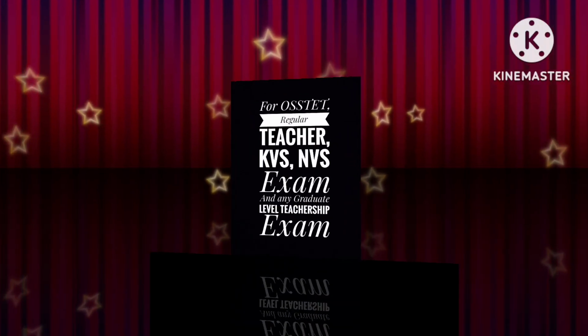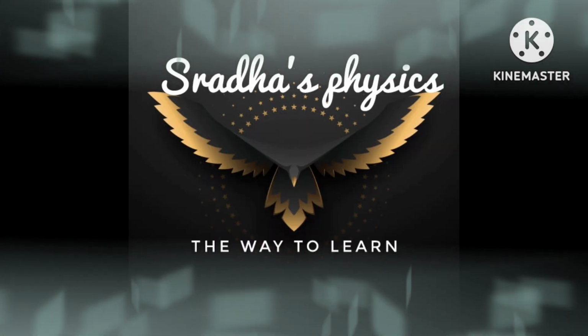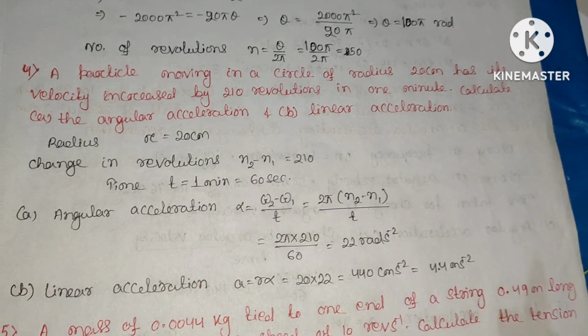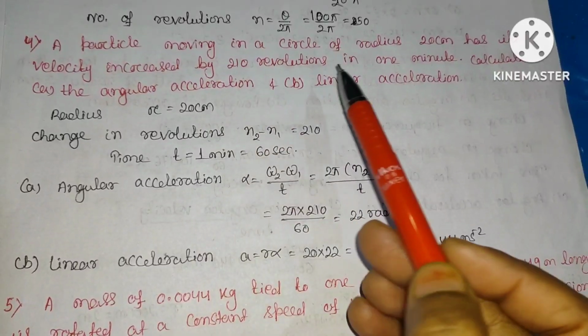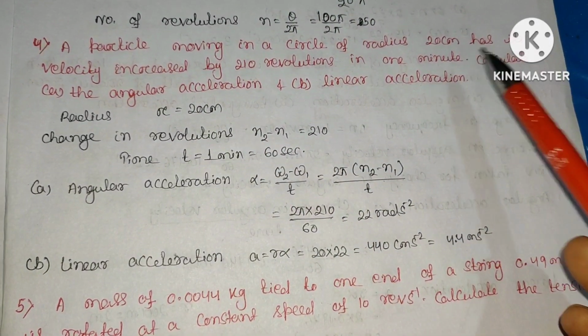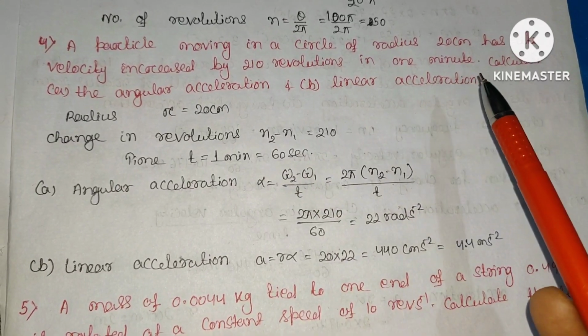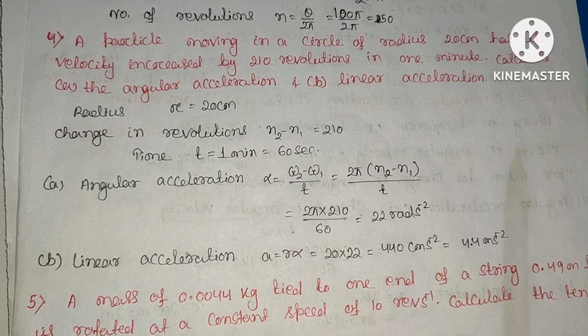This video is specially for the aspirants who are preparing for OSSTD, KVS, NVS, regular teacher or any graduate level teacher exam. Today we will solve some more questions on circular motion. A particle moving in a circle of radius 20 cm has its velocity increased by 200 revolutions in 1 minute. So calculate the angular acceleration and linear acceleration.